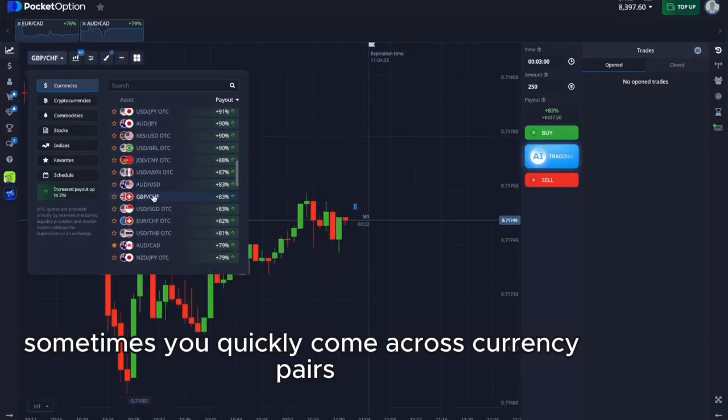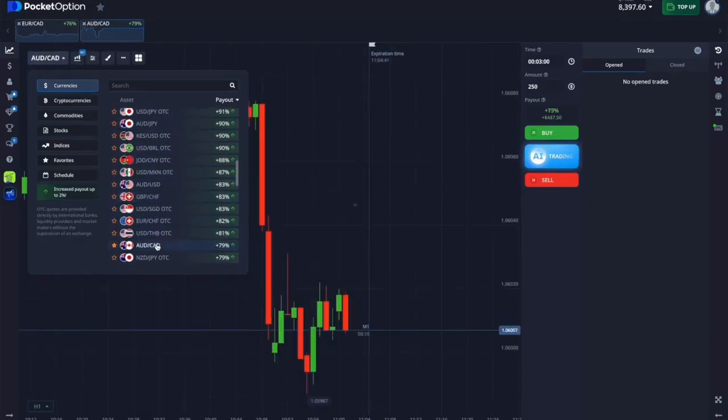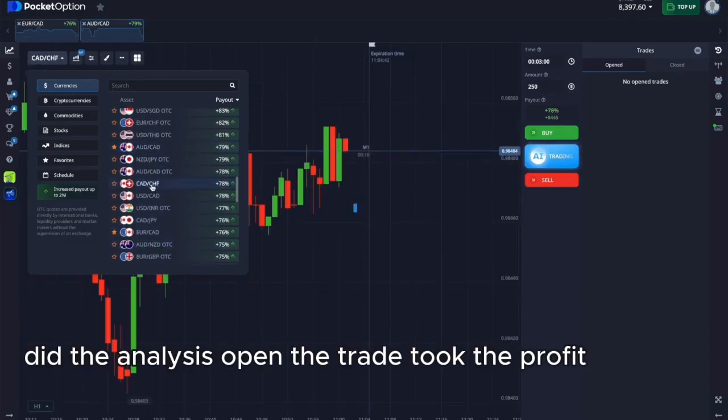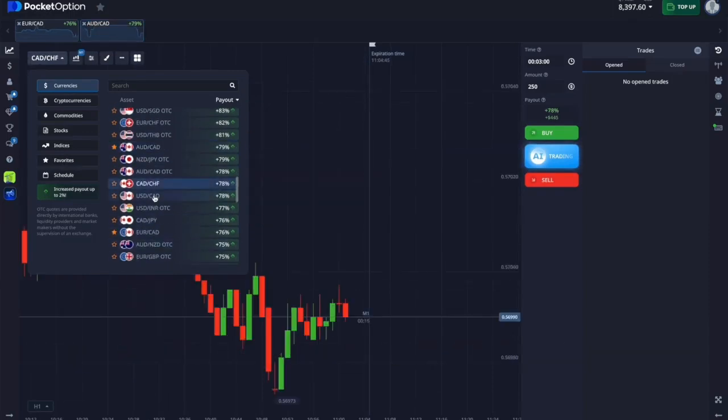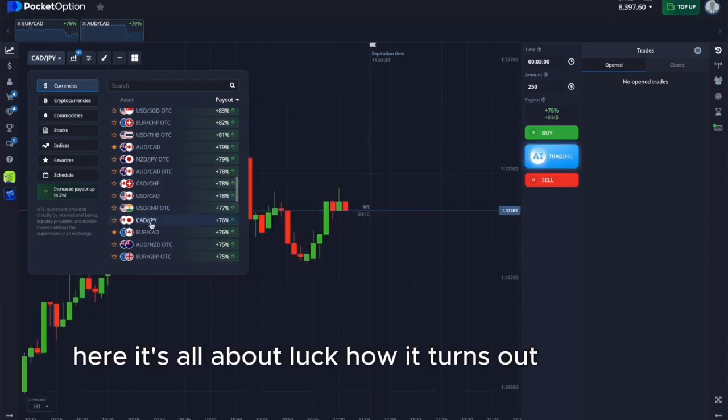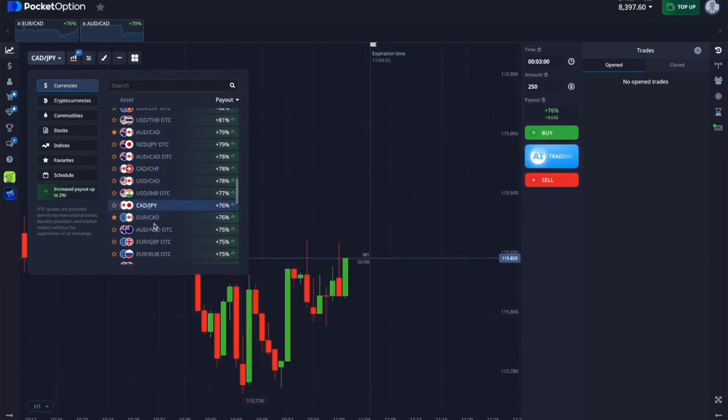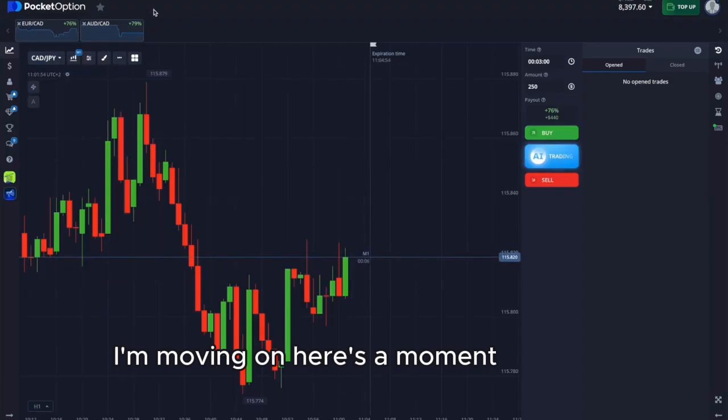More and more currency pairs. Sometimes you quickly come across currency pairs. Got one. Did the analysis, opened the trade, took the profit? Sometimes it takes a very, very long time. Here it's all about luck, how it turns out. I'm moving on.